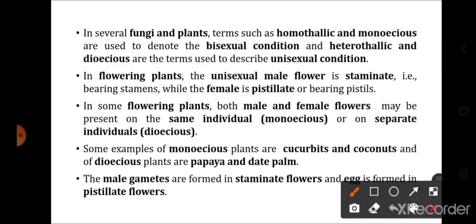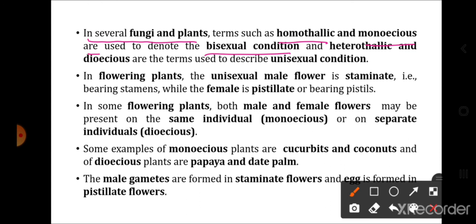Now we know that all the plants are not flowering plants, right? So in the non-flowering plants, what is the condition? What is the condition in the flowering plants? Let us see that. In several fungi and plants, the terms homothallic, homo means same, and monoecious are used to denote bisexual condition. Homothallus, thallus is the simple body. The plant body of the lower plants is called thallus, which is not differentiated into root, stem or leaves. So homo means same and mono means one.